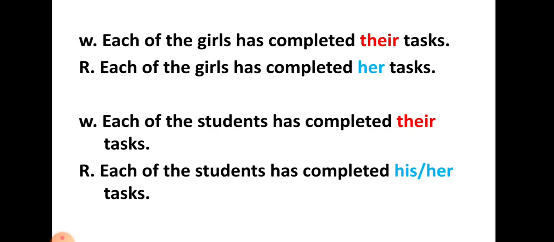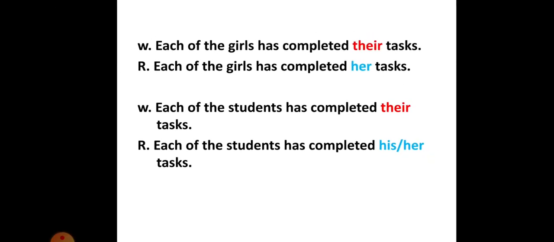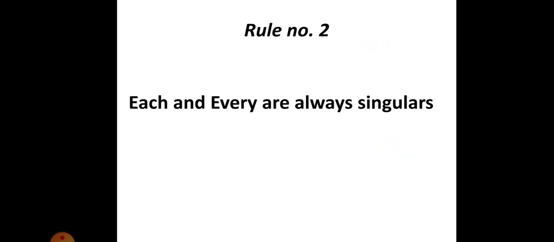The next one, each of the students has completed their tasks. Each of the students is plural, but it is preceded by each, so it should be considered as singular. Each of the students has completed his or her, because we have no clarity about the gender. When I say students, it includes both boys and girls, so I should use his or her to refer to students. Done. Rule number 2, remember, each and every are always singular.